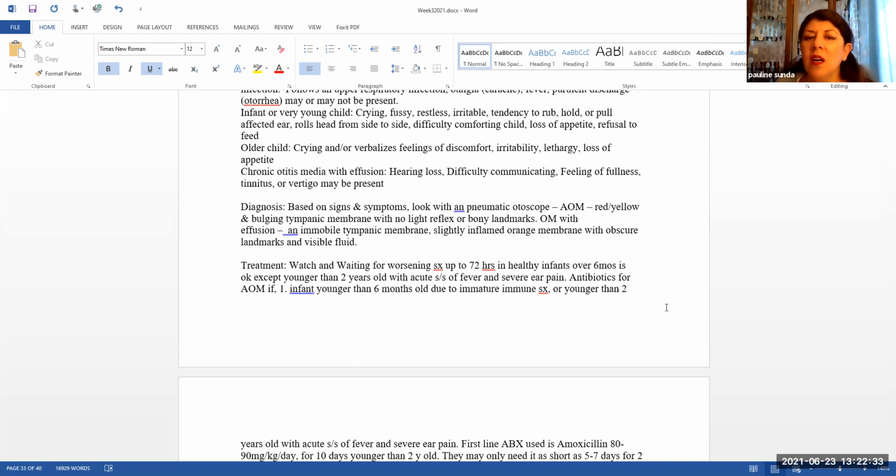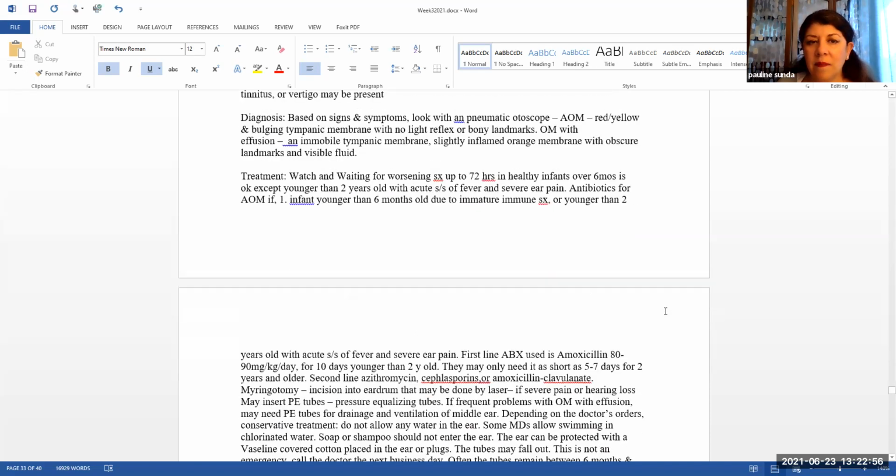You're going to look with a pneumatic scope, otoscope. Acute otitis media, you'll see a red, yellow, and bulging tympanic membrane with no light reflex or bony landmarks. Otitis media with effusion, you may have an immobile tympanic membrane, a slightly inflamed orange membrane with obscure landmarks and visible fluid.